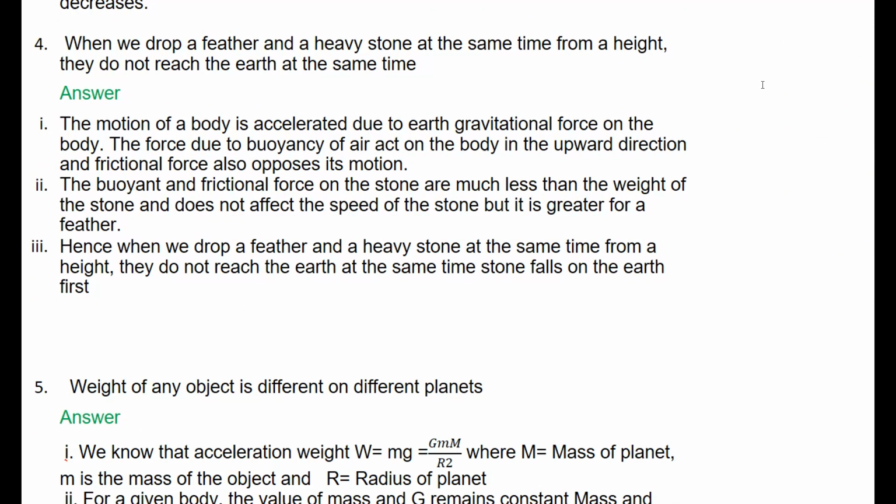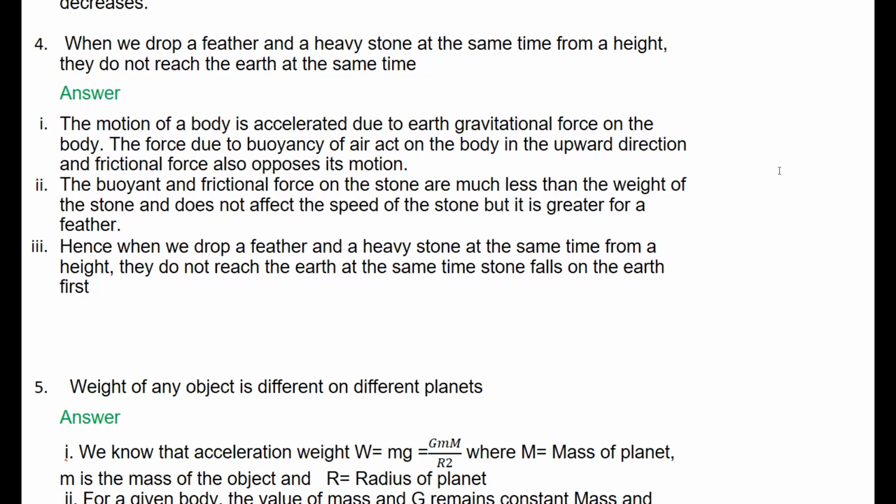As the object is moving downwards, the buoyant force and frictional force will act on the body. What is buoyant force? Buoyant force means upward acting force. And the force which opposes the motion, what is that? Frictional force. So these two forces will be acting on the body when the object is moving towards the earth, or when it comes down to the earth.